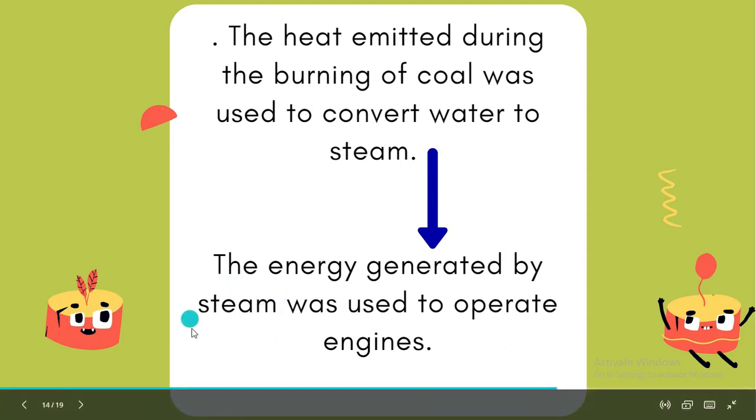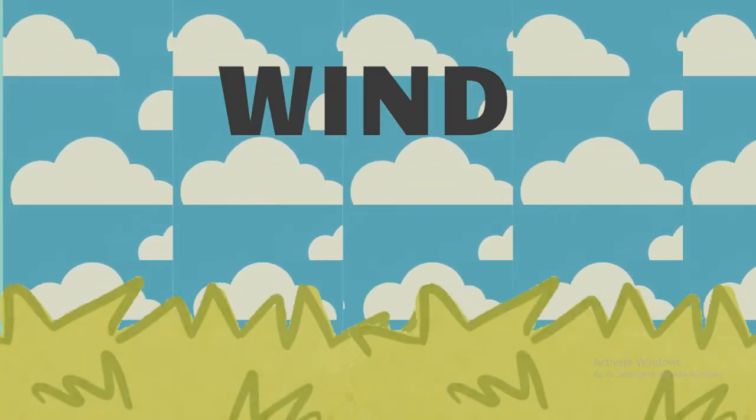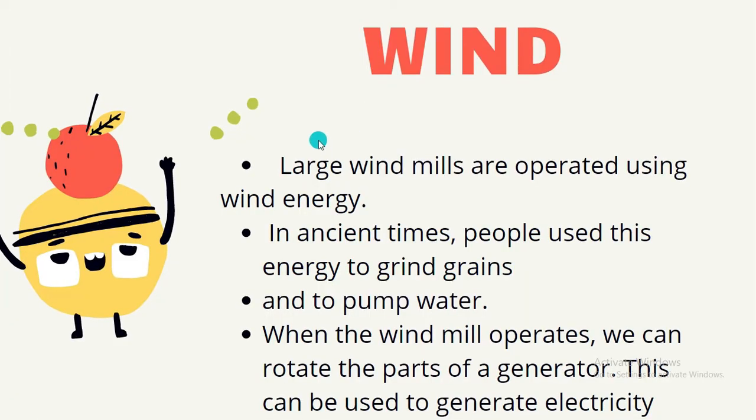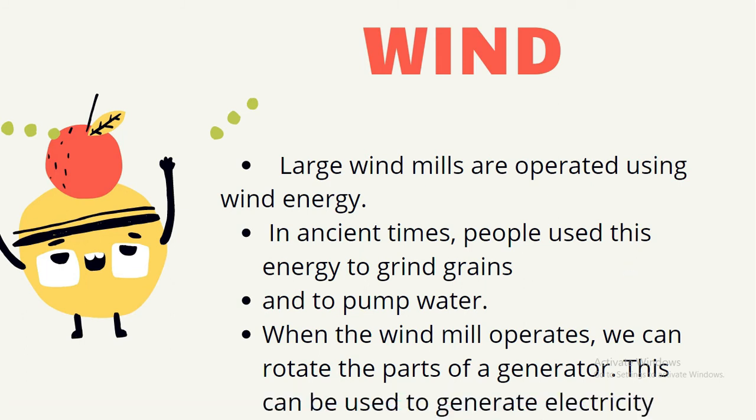Now I will explain the third energy source, wind. Large windmills are operated using wind energy. In ancient times, people used this energy to grind grains and to pump water. When the windmills operate, we can rotate the parts of a generator. This can be used to generate electricity. I will explain it more.